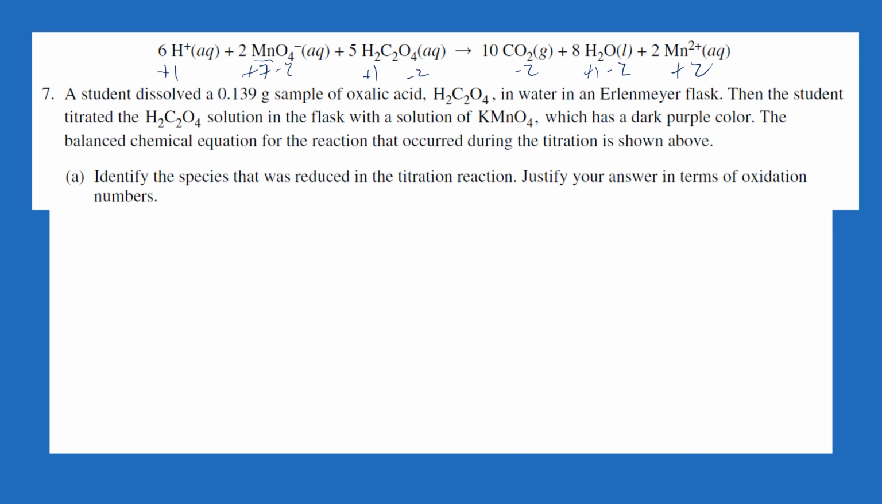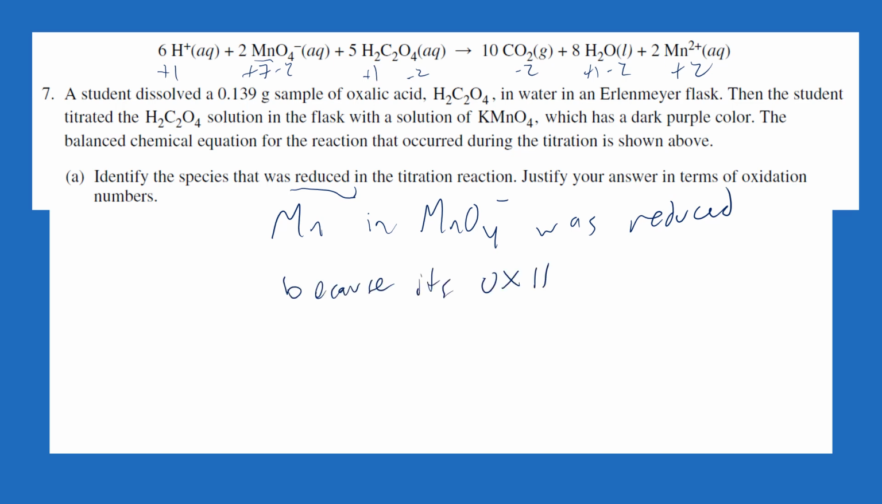So already, without doing anything else, we know which one was reduced. The Mn that was in MnO4 was reduced because its oxidation number decreases from +7 to +2. So it was reduced, decreased.